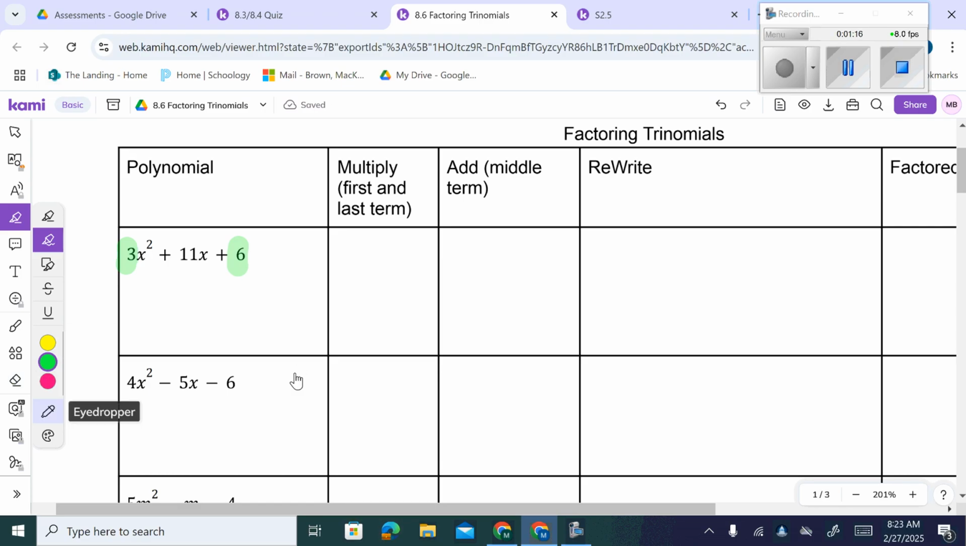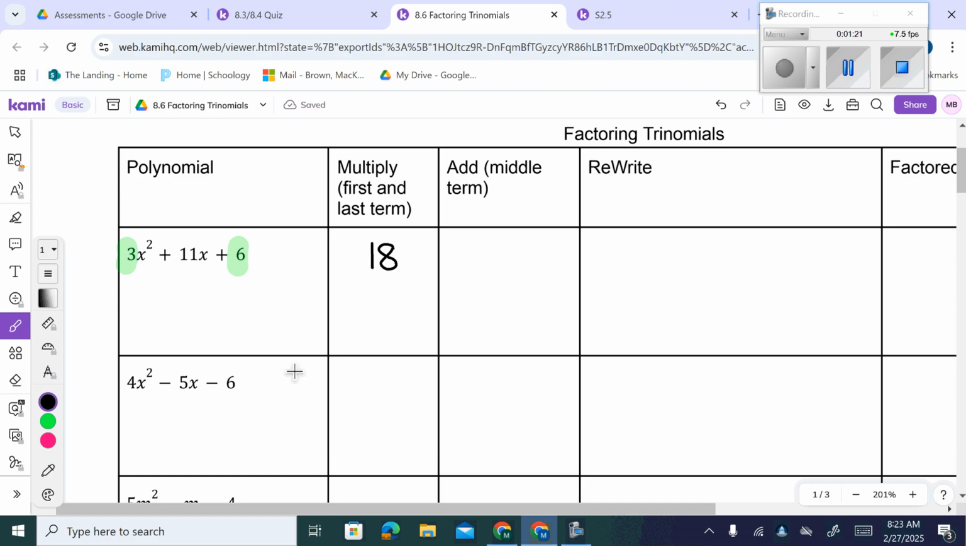18. So our magic numbers are going to need to multiply to 18, and then add to the coefficient in the middle. What's the coefficient in the middle? Not 1, 11. So you have to think, what are two numbers that multiply to 18 but add to 11? Okay, what's 9 times 2? 18, right? What's 9 plus 2? 11. Do you see how that works right here?